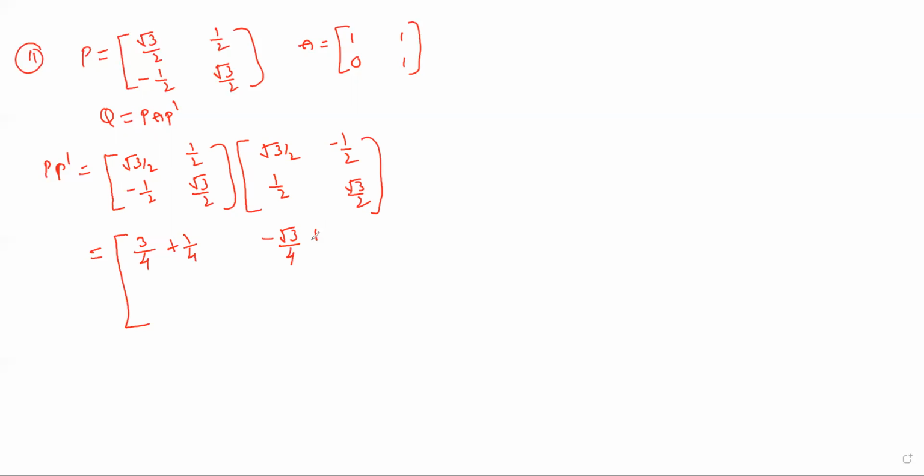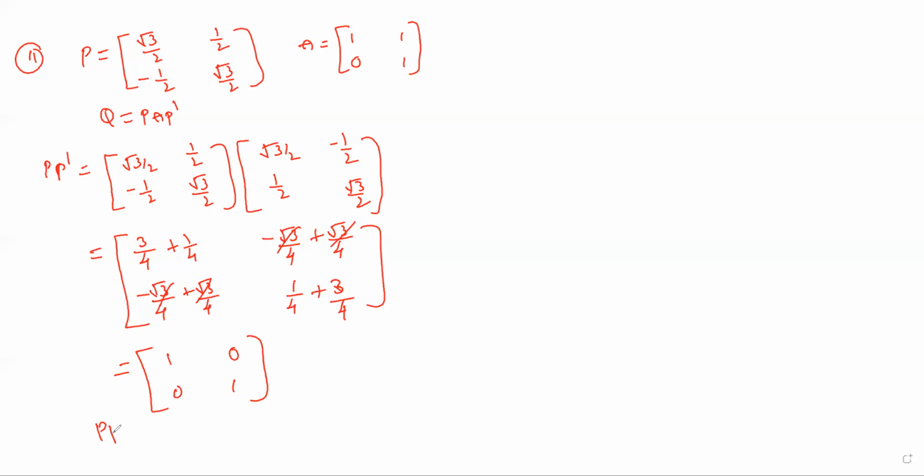1 by 2 into root 3 by 2 is plus root 3 by 4. Minus 1 by 2 into root 3 by 2 is minus root 3 by 4. Root 3 by 2 into 1 by 2 is plus root 3 by 4. Minus 1 by 2 into minus 1 by 2 is 1 by 4. Root 3 by 2 into root 3 by 2 is 3 by 4. Cancel these two terms. 3 by 4 plus 1 by 4, clearly 1, 0, 0, 1.